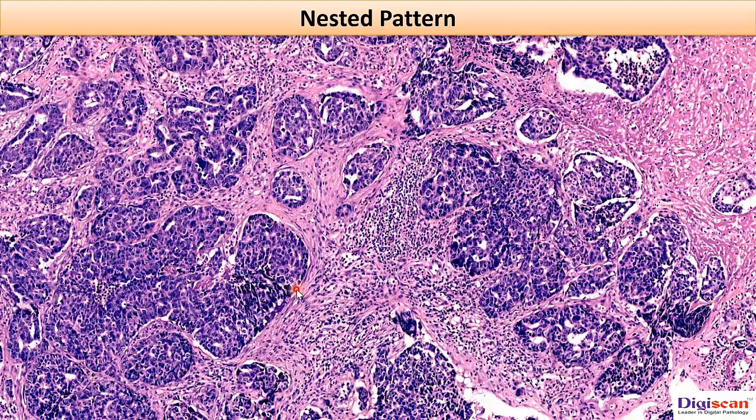Then we have nested pattern, where the cells lie in small groups. These are called nest or nested pattern. This is characteristic of neuroendocrine tumors.